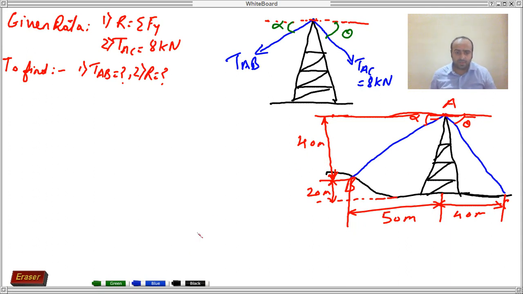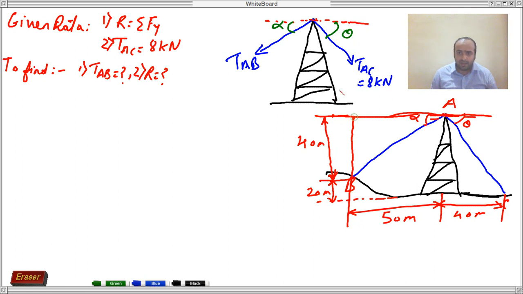So friends, if I am seeing very clearly, let me just consider the triangles and get the values. First of all, I'll be completing this virtual triangle. This angle is alpha and these are the values.